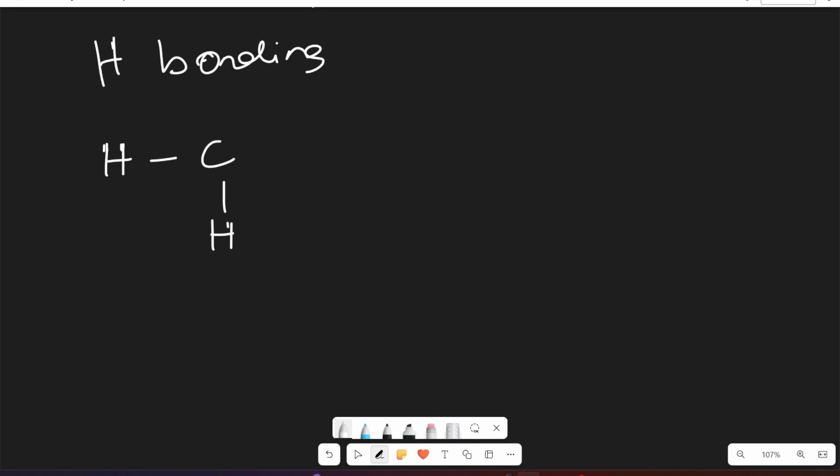And then I'll draw something like this. And then let's say I draw an O here. Just draw some lone pairs so it's a proper structure. And then I'll draw an H here. So H bonding is essentially when H, or hydrogen, bonds to FON. So that's the acronym. FON, meaning fluorine, oxygen, or nitrogen.